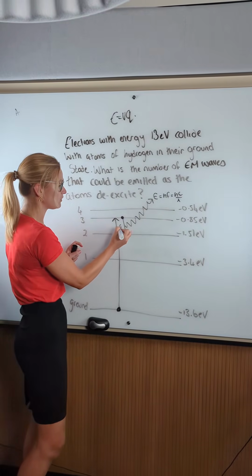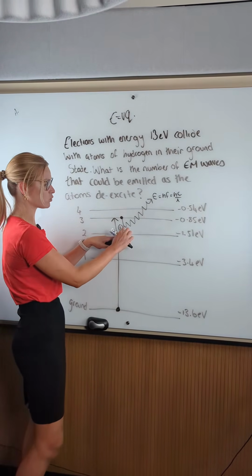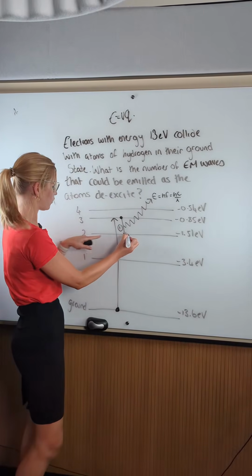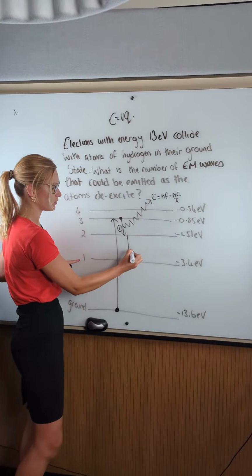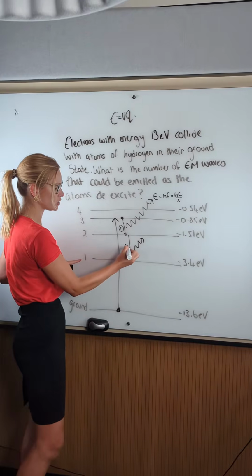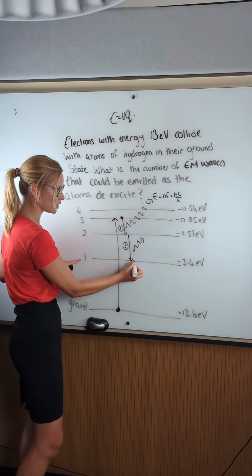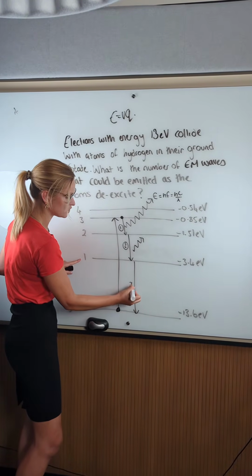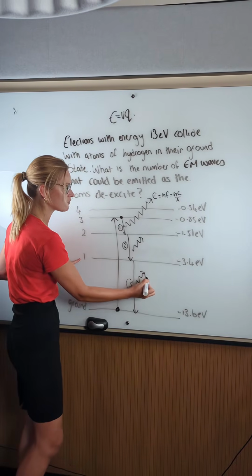So we know there's one thing it can do. When it falls to here, that's one EM wave emitted. Then it can fall from n equals 2 to n equals 1, get another EM wave emitted, so there's number 2. Then it can fall from n equals 1 down to the ground state, there's 3. There's another EM wave emitted.